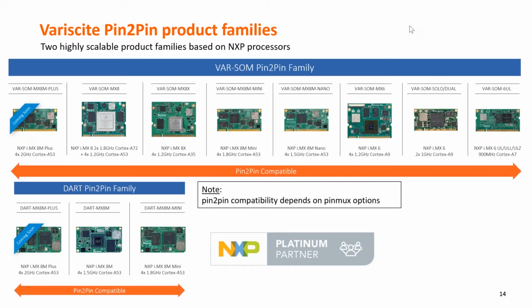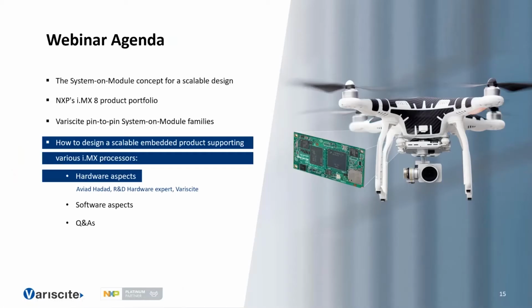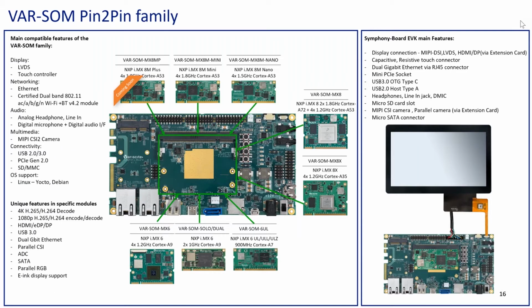And now we will go a bit deeper into the hardware details of the design presented by my colleague Avihad here. Thank you, Ofer. So today I'm going to talk to you about how to design a scalable embedded product using the pin-to-pin families Variscite has to offer, explain the pin-to-pin compatibility concept and pin mixing. We'll have a look at Variscite's compatibility spreadsheet and the Symphony board schematics, which can be used as a reference, and talk about some guidelines for your carrier board design.